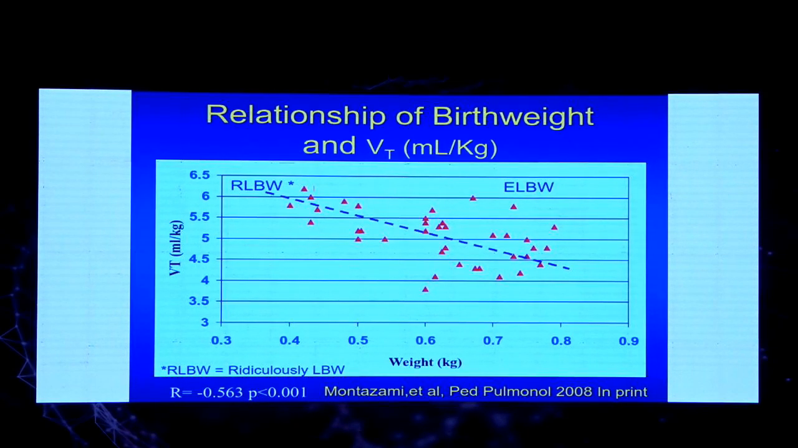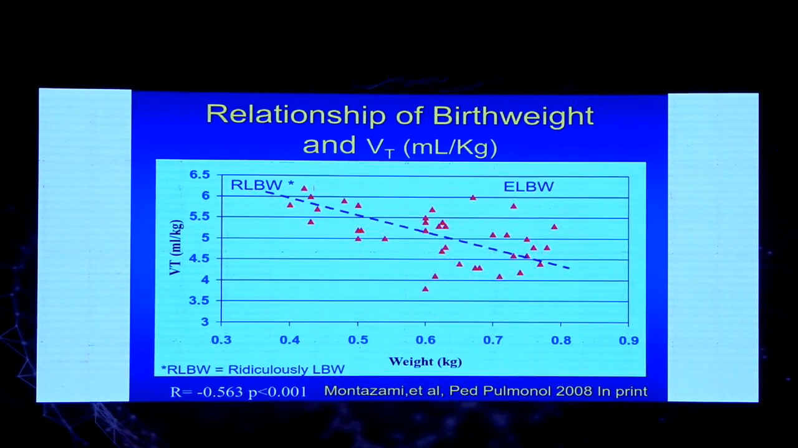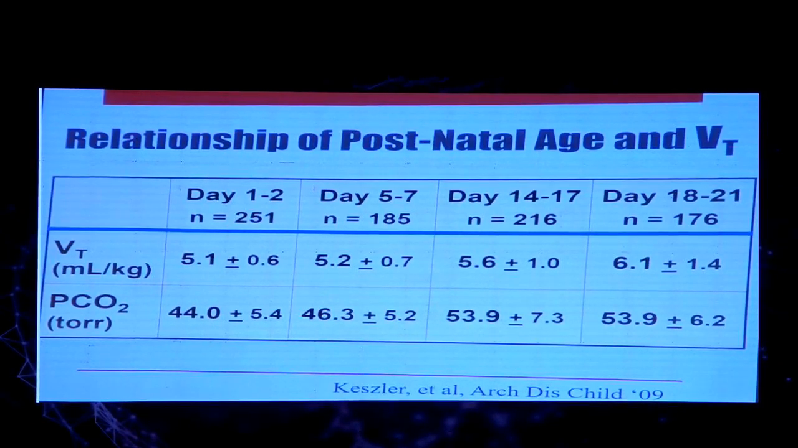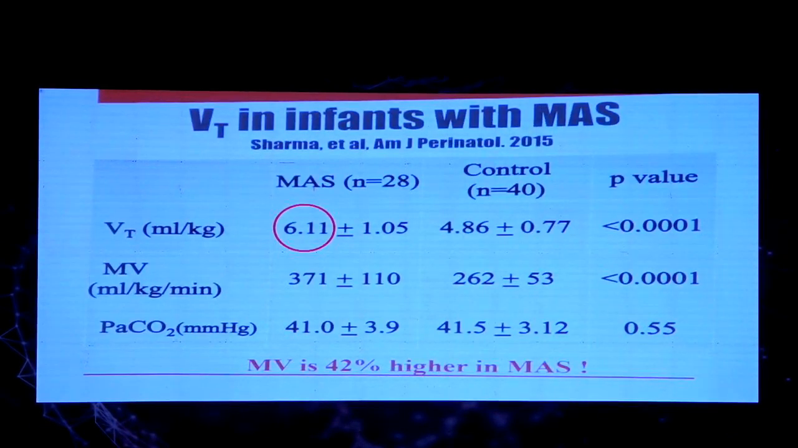This study has demonstrated that tidal volume may be higher in tiny babies, like 400 to 500 grams, up to 6 ml per kilogram, compared to 800 gram babies, where 4 to 5 ml per kilogram is sufficient. Also, babies who are older tend to require a larger tidal volume, 6 ml per kilogram rather than 5. Babies with meconium aspiration syndrome also require a higher tidal volume of around 6 ml per kilogram.